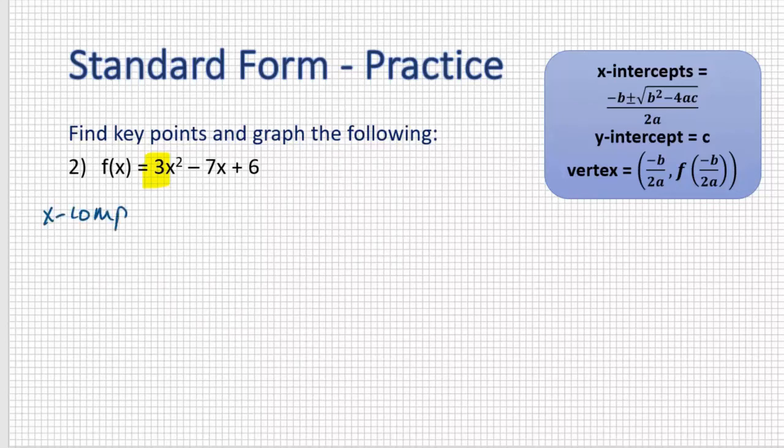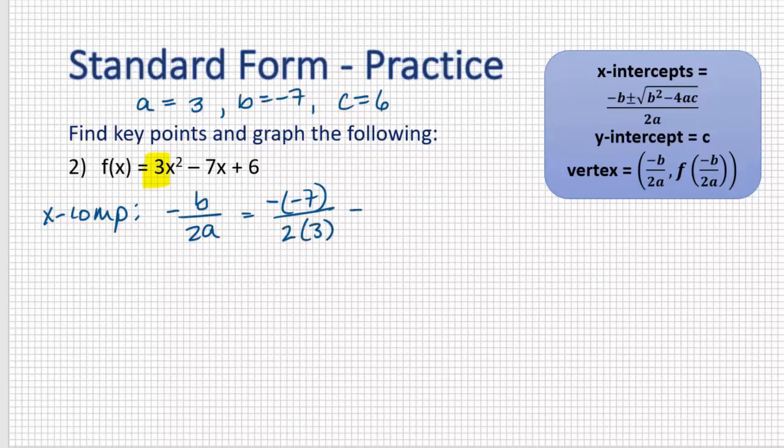We find the x component of the vertex by evaluating -b over 2a. Let's first write down the values for a, b, and c. a has a value of +3, b has a value of -7, and c has a value of 6. So we have negative, it's -7, divided by 2 times 3, or +7 over 6. So the x component of the vertex is 7 over 6.